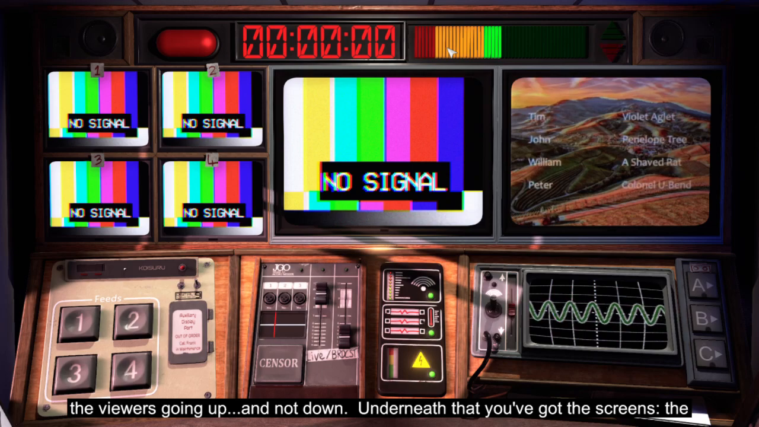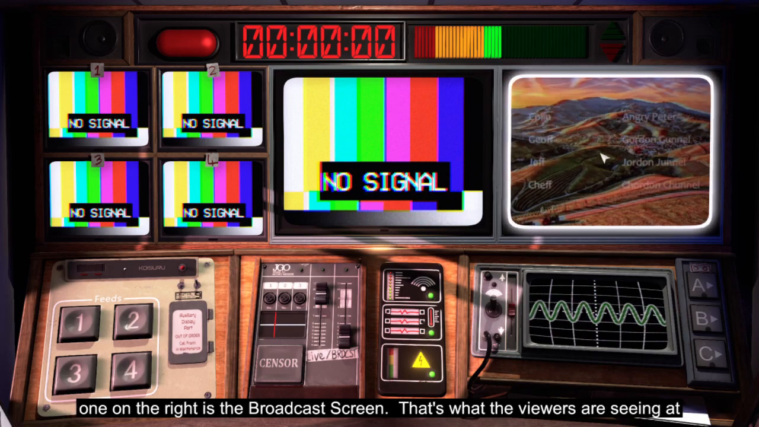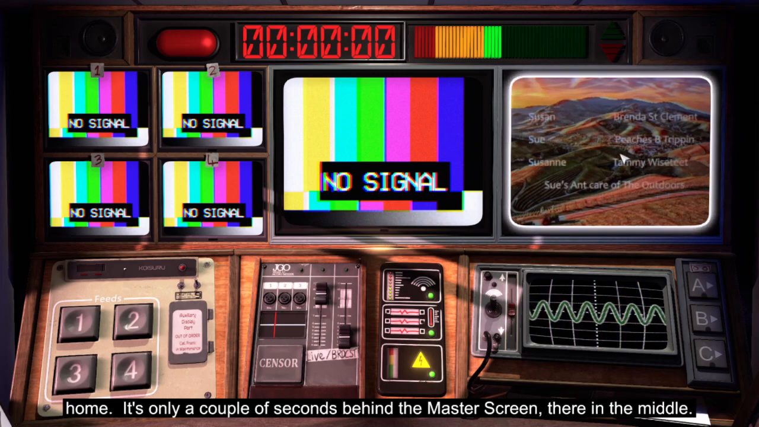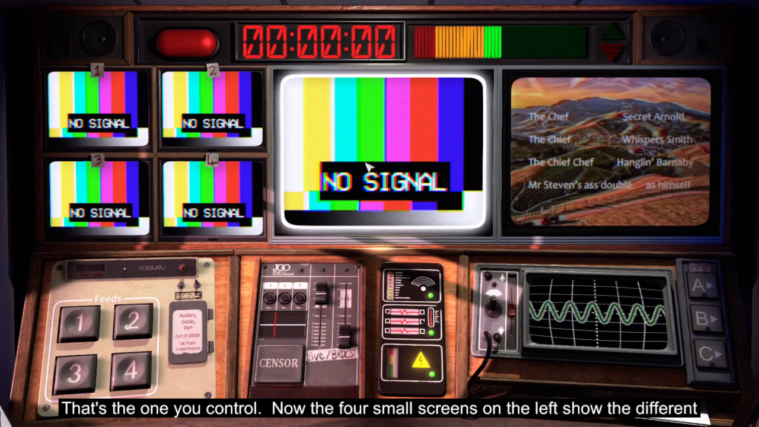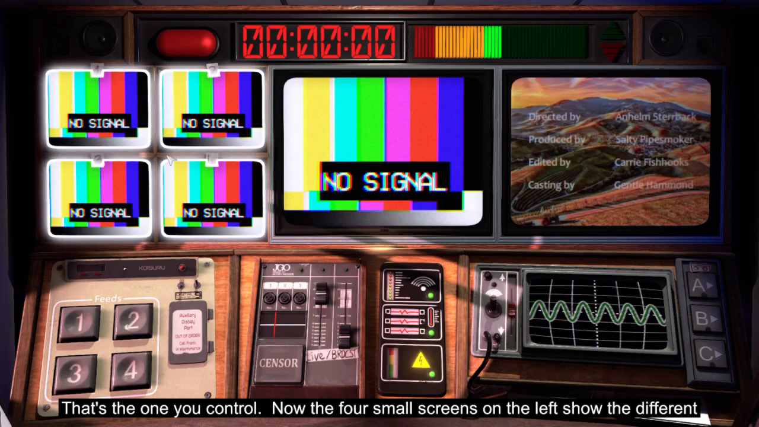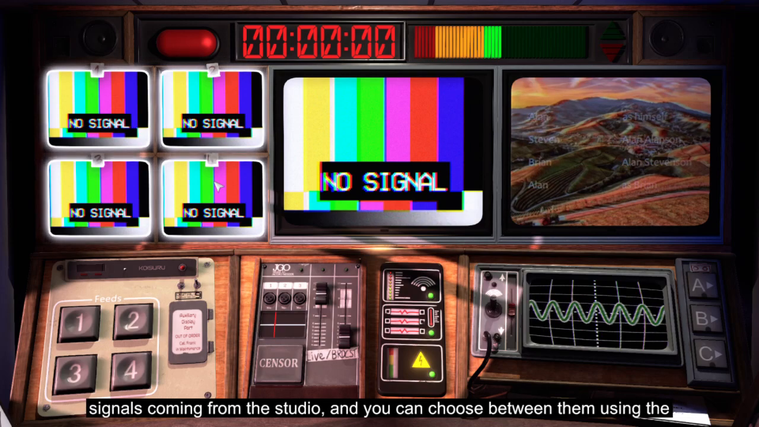Underneath that, you've got the screens. The one on the right is the broadcast screen. That is what the viewers are seeing at home. It's only a couple of seconds behind the master screen in the middle. That's the one you control. Now the four small screens on the left show the different signals coming from the studio.